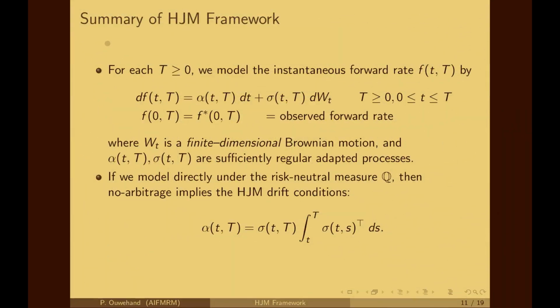We now want to tackle some examples of HJM models. Here's just a quick summary of what we did in the previous video.